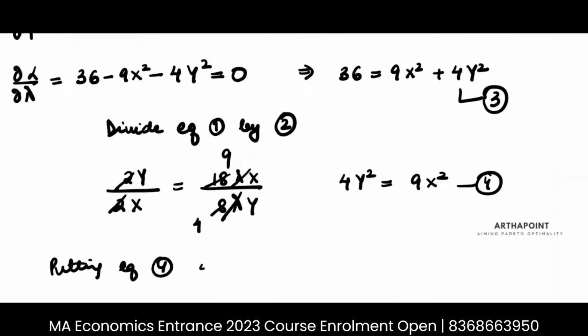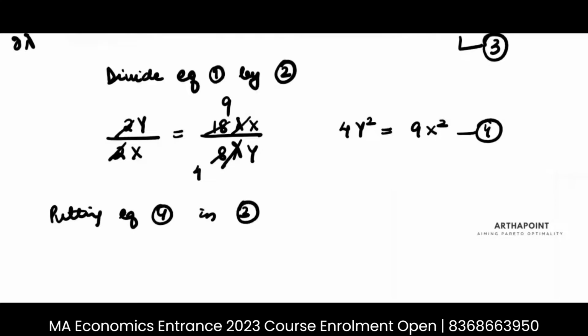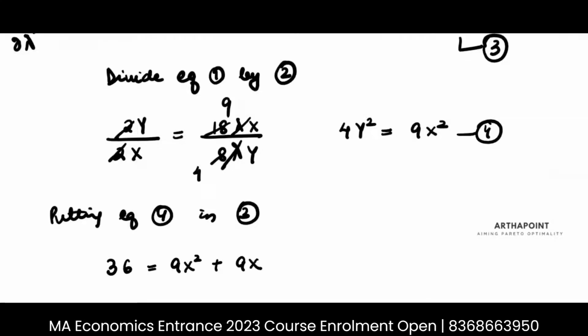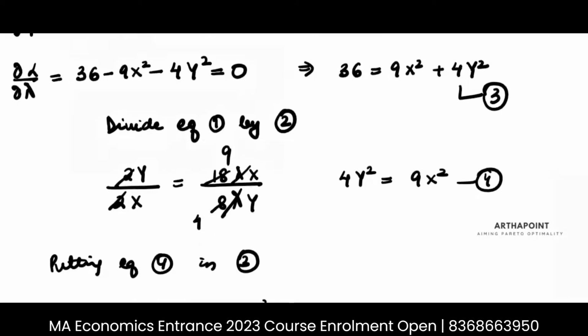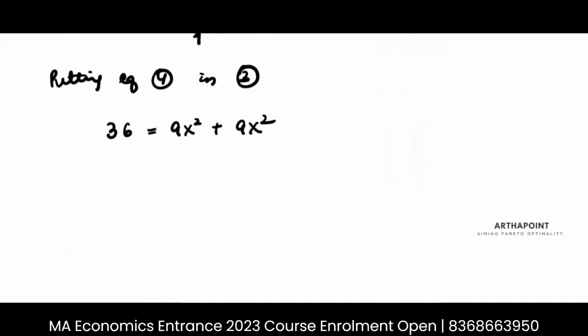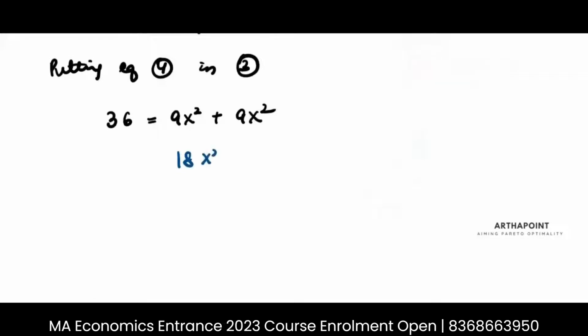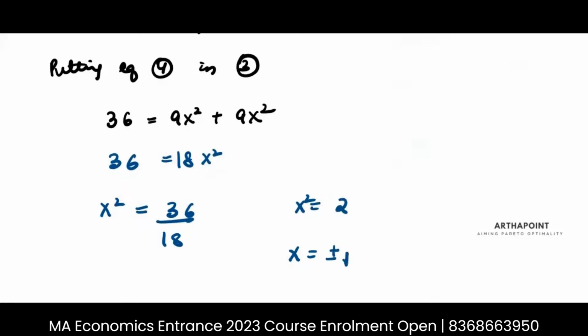So putting equation 4 in 3, you will get 36 is equal to 9x squared plus 9x squared, because we know that 4y squared is equal to 9x squared. So instead of 4y squared, I'll put 9x squared. So I will get 18x squared is equal to 36. So x squared will be 36 by 18, x squared will be 2. So x will be plus minus root 2. This is our answer 1.